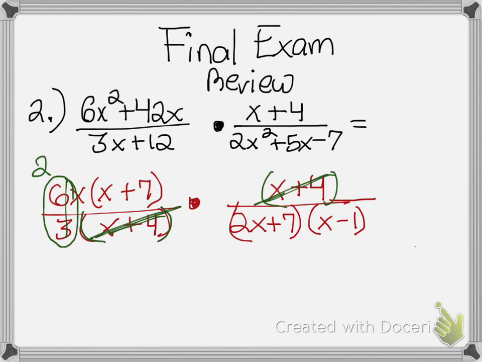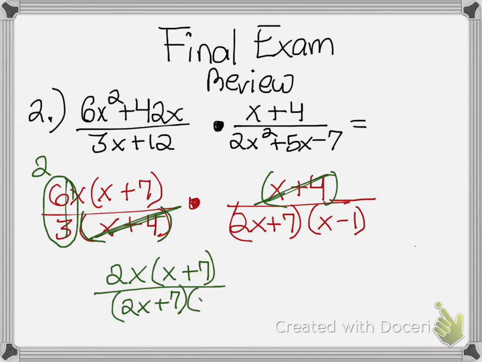So in the numerator, I'll have 2x and that x plus 7. In the denominator, I'll have 2x plus 7 times x minus 1. And that's it.